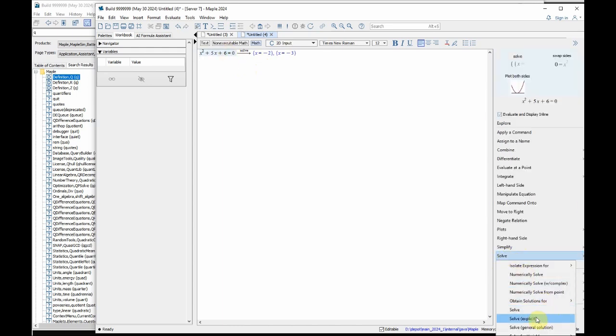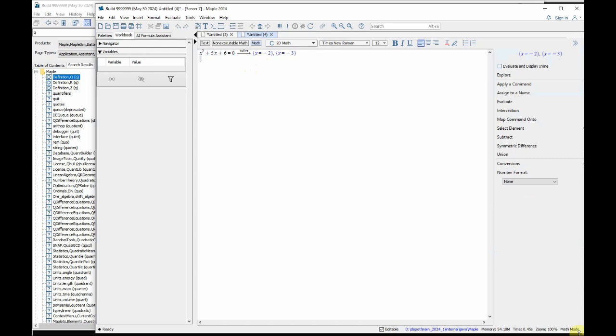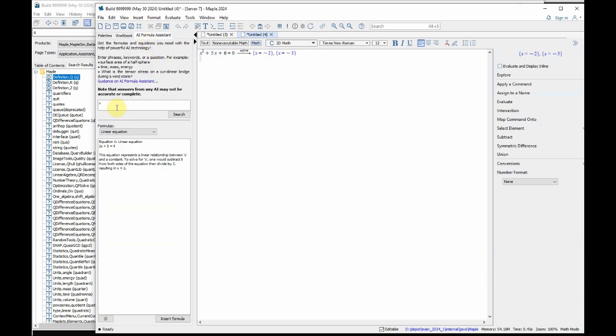Maybe I want to solve explicitly. Nope, that didn't help. Maybe I want to solve for this variable. Nope, that didn't help. Maybe I need some other help. Let's try this AI formula assistant. I want some step-by-step solutions. It gives me an equation and tells me that we can factor it to this, and then we get the answer. So it shows me how I got this, but it didn't actually tell me how to do this myself.